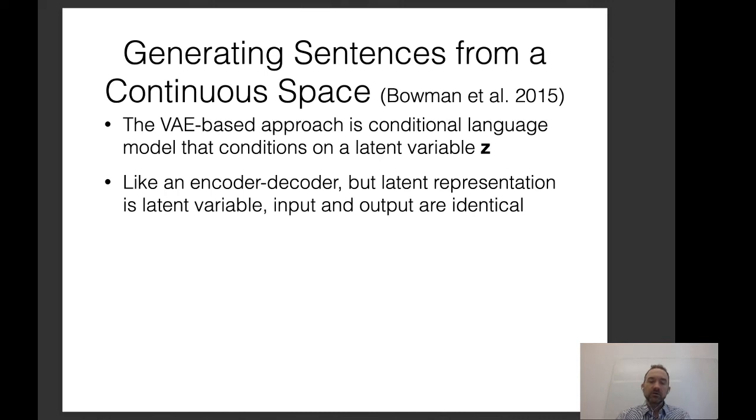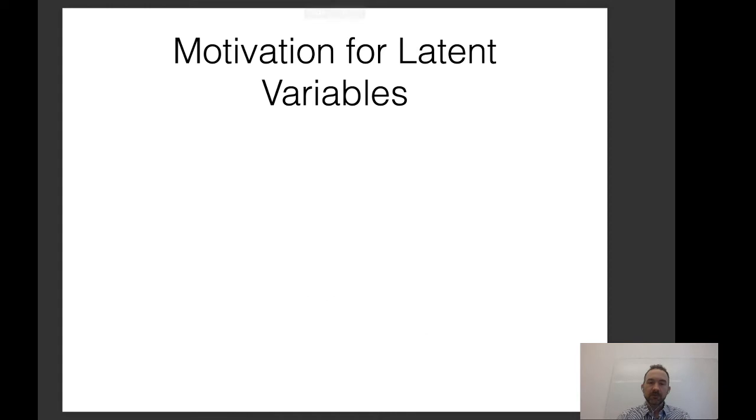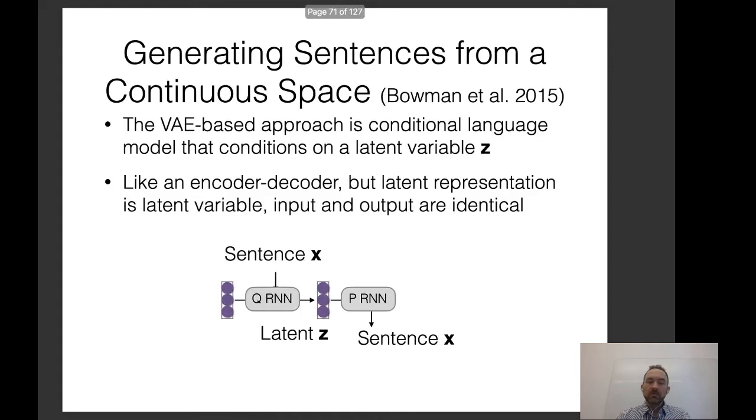And it's like an encoder-decoder, but the latent representation is a latent variable, and the input and output are identical. So basically we have the sentence x, we run it through the inference network to get a latent variable z, and then we output the sentence x according to the generator network. So all of this can be done with the standard VAE. We use a reparameterization trick like I just talked about, relatively simple stuff.